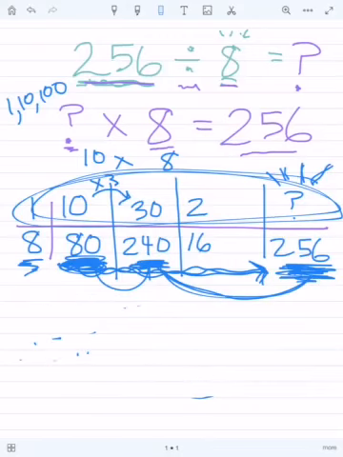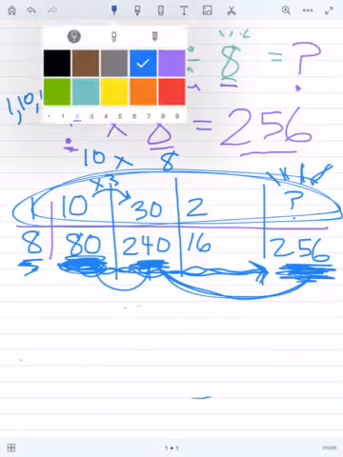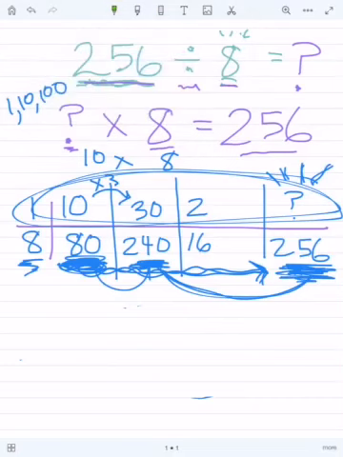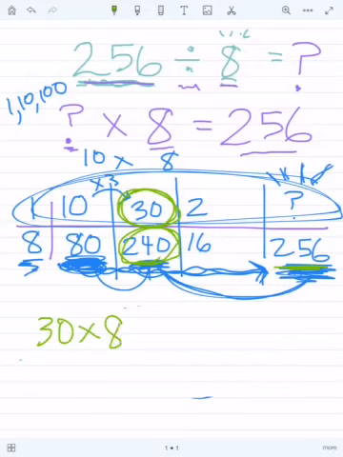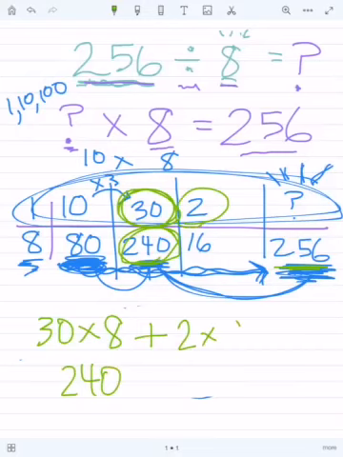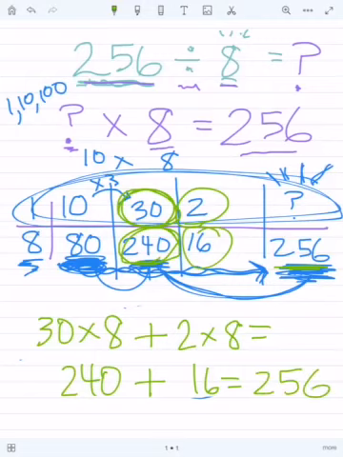Let me get a different color here. We know that 240, which is really close to 256, came from this. This came from 30 groups of 8. Okay, that was 240. Plus, how much more? Plus 2 more groups of 8 gave us $16 more. And together, this gave us $256.